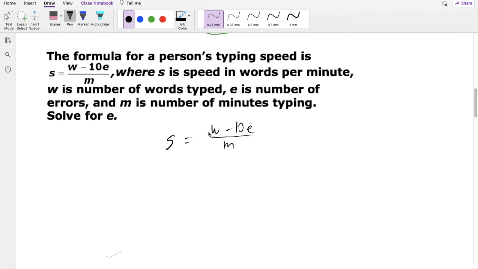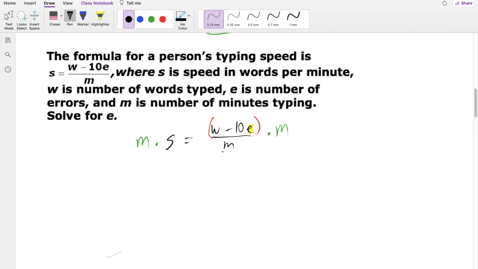So again, this is a fraction. And in my numerator, I see that I have a binomial. So the first thing I'm going to do is put that in parentheses. So now I see that those parentheses are being divided by M. So I need to get rid of that division because what I'm trying to solve for is this E. So the opposite of division is multiplication. So I'm going to multiply both sides by that M.